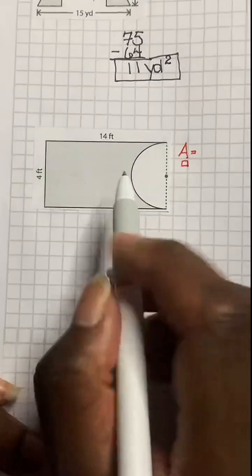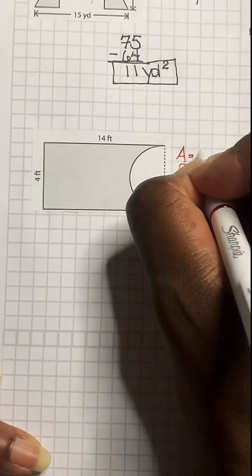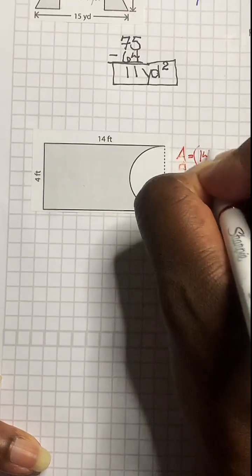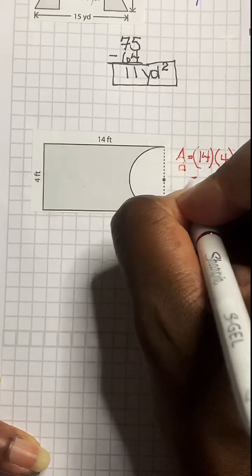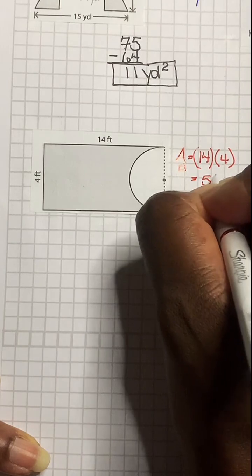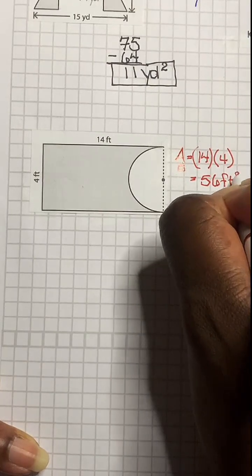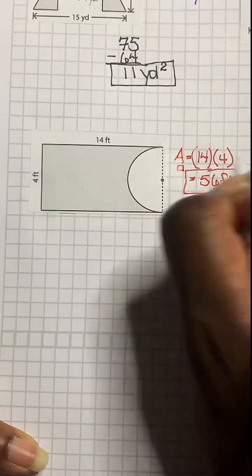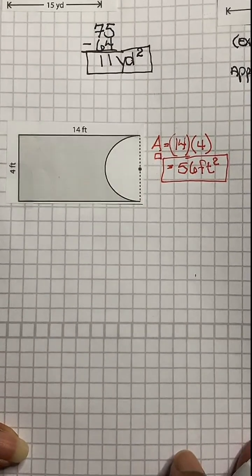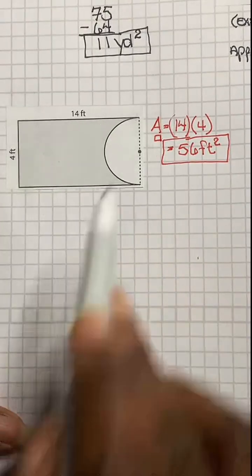All right, so all we're doing is multiplying the 14 and the 4, and we have the area that equals our 56 square feet. Okay, so that's the rectangle. Now we need to do the semicircle.